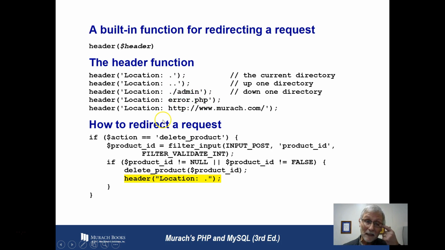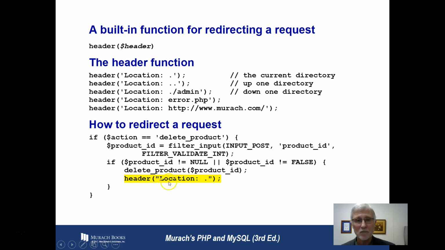And then here's just an example of how it's used. Let's say we've got an action. I'm going to delete the product. So now I'm going to filter the input, pass it on, and give me a product ID. Now I'm going to check if this product ID is null or false, or not equal to false. Then I go ahead and delete the product.